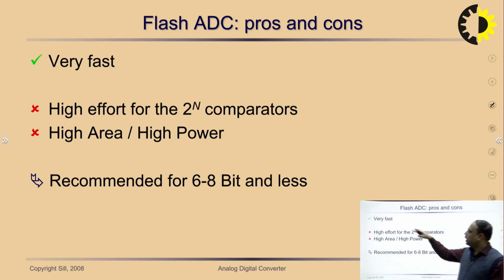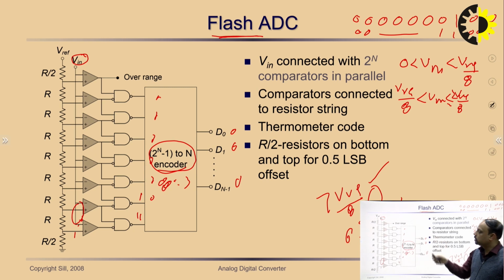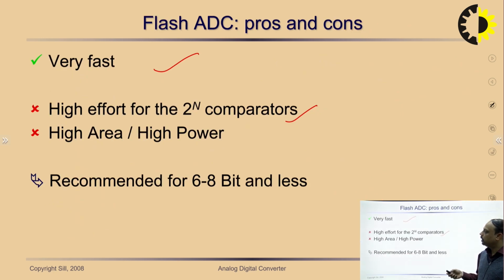Again, the advantage is that it is very fast. The problem is the high effort of 2 to the power n comparators. As we increase the accuracy, the number of comparators increases, which increases the area on the chip as well as the circuit cost, because the number of components is increased. Large area and high power: as the number of components is very high, high power is used in this kind of IC.